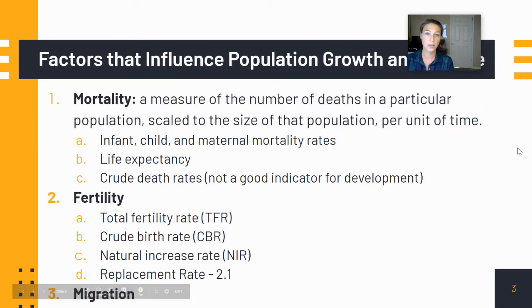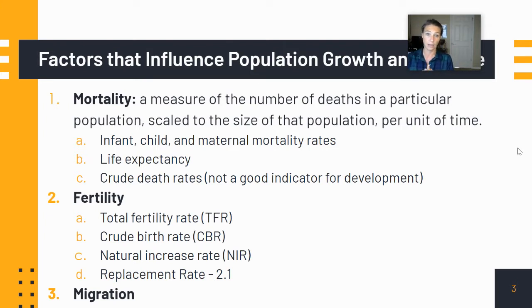Okay, so there are three primary factors that influence population growth and decline. Mortality, which is a measure of the number of deaths in a given population over time, fertility, and migration. Now, mortality can be as simple as looking at how many people in a population die. It doesn't differentiate between younger people, middle-aged people, or older people. That would be your crude death rates. And crude death rates are not a good indicator for development. I'm going to talk about that in a minute, but the other ones really are.